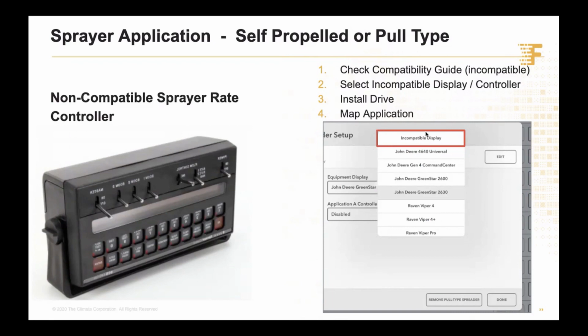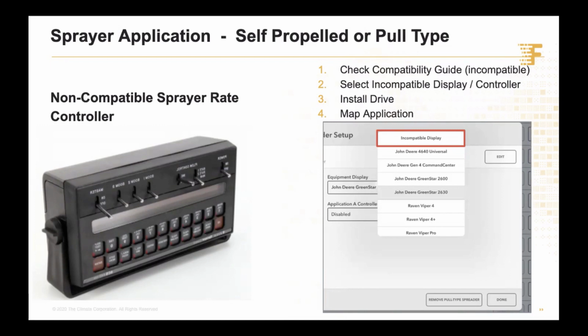We can use the selection of an incompatible display and rate controller and do what I call coverage mapping. So it's going to tell you where you've been. You'll have to enter your products and your rate and then tell it to start mapping. I have a lot of customers here in Southwest Iowa that have used this. They may have a rate controller that is at least doing the control, but they don't have a way to map, and they're using that to spray pastures, for example.